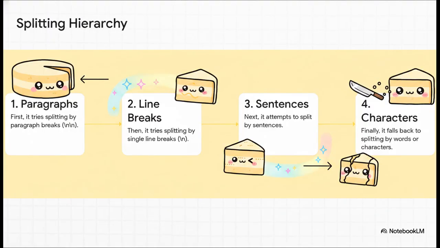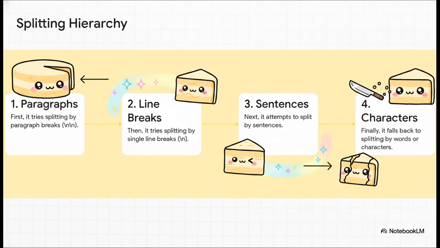And here's how it works under the hood. The splitter has this hierarchy of separators it tries in order. First, it'll try to split your text by paragraphs. If those chunks are still too big, okay, it'll move on to line breaks. Still too big? Then it tries splitting by sentences and so on. It's like cutting a cake. You always try to cut along the existing lines first before you go making new ones.